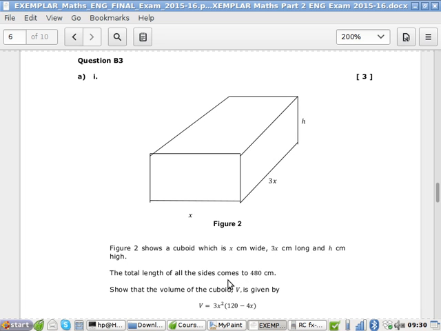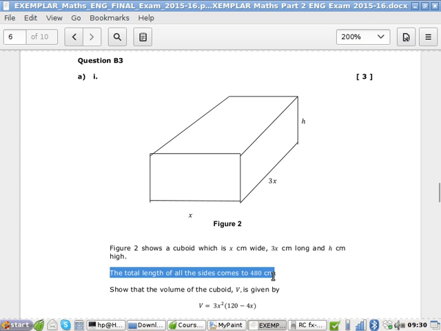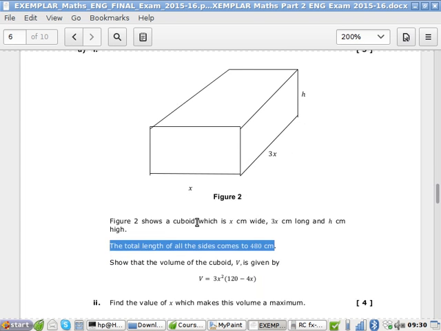However, I think the first thing you actually need to do is work out what the h is, because you're told the total length of all three sides is 480. So I think what they mean by that is x plus 3x plus h is 480. Can you get the h from that? You can. It'll have x in it. So the first part isn't really listed there. The first part is to get the h, and then using that, get the volume.